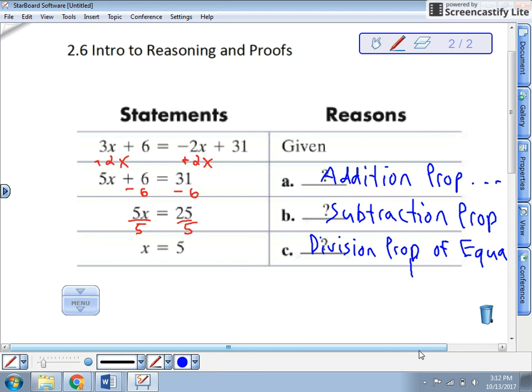So this lesson is simply defending our reasons, which property are we using to say how to solve equations, all right? That introduction to reasoning and proofs, that is it for our lesson today.